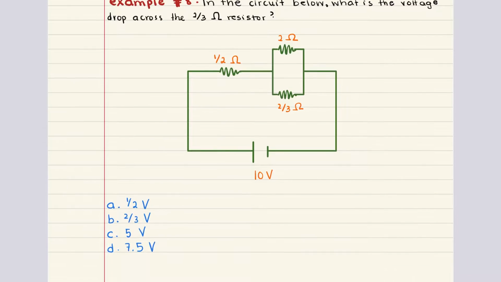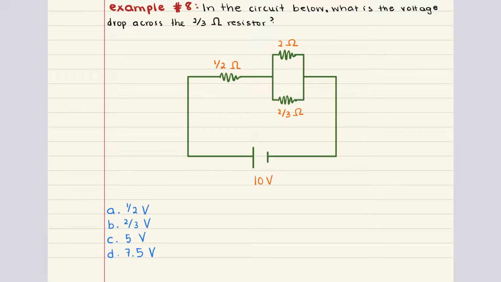Awesome, let's go ahead and jump into problem 8. Problem 8 says, in the circuit below, what is the voltage drop across the 2/3 ohm resistor? Now, the first thing I want to do is assign each of these resistors a label. So this is R1, this is R2, and this is R3.